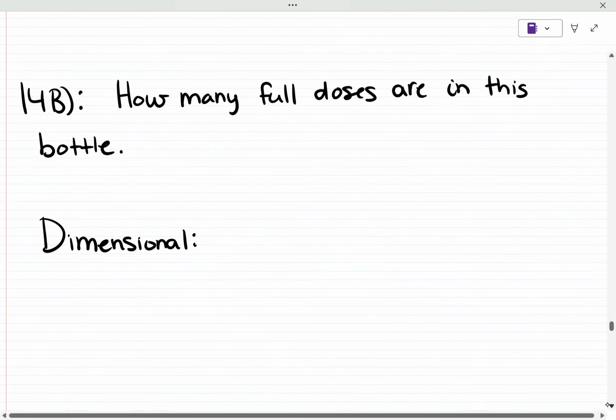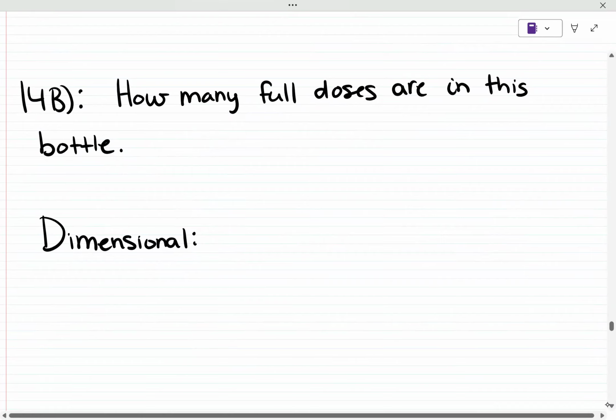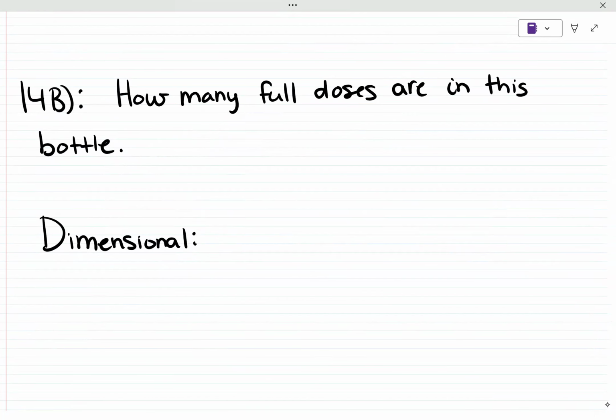14B says, how many full doses are in this bottle? So how many full doses are there in this bottle? Let's start with dimensional analysis. This is something you must know based on the chart: 1 ounce is equal to 30 milliliters. It's something you should know.